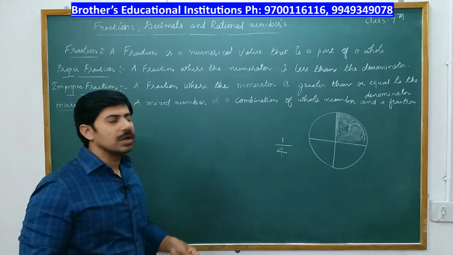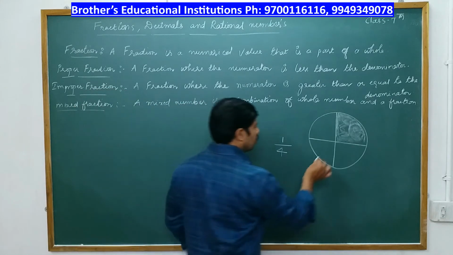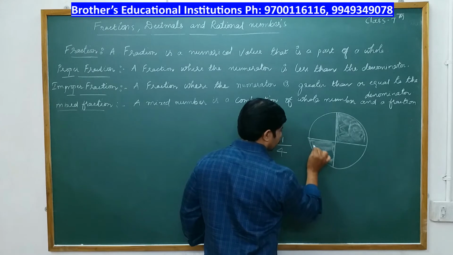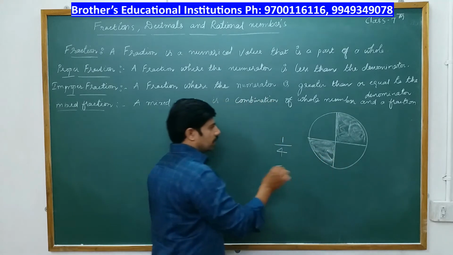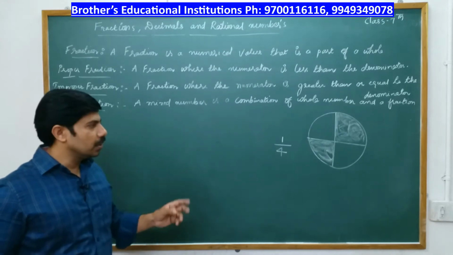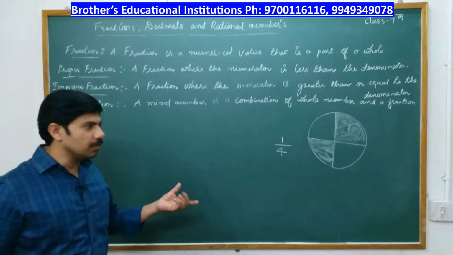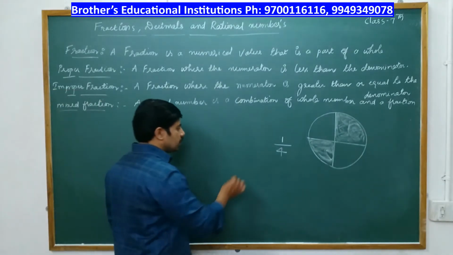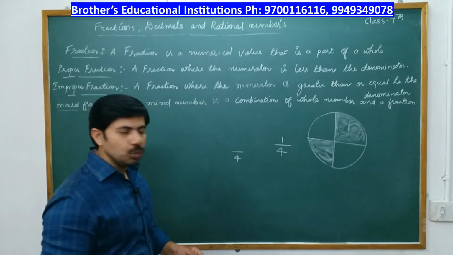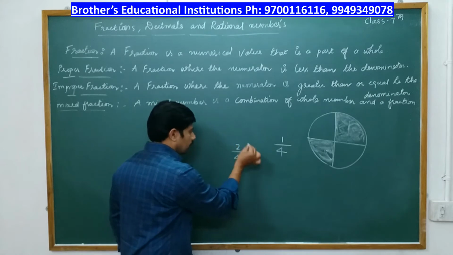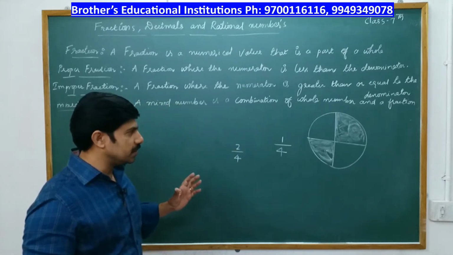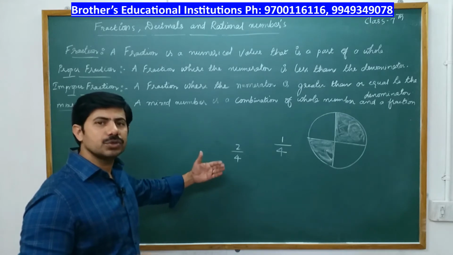1 by 4. Suppose I want to remove the second one also out of the total. In the first case we removed 1, so 1/4 part we removed. Now the other part also we need to remove from the whole. The whole is 4, right? Now we are removing 2 parts, right? So we get 2 by 4. Out of the total pizza we are removing 2 parts, so we write it as 2 by 4.